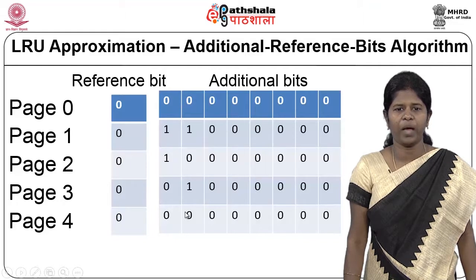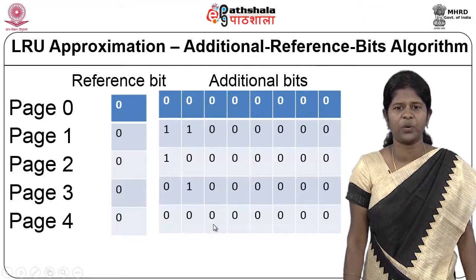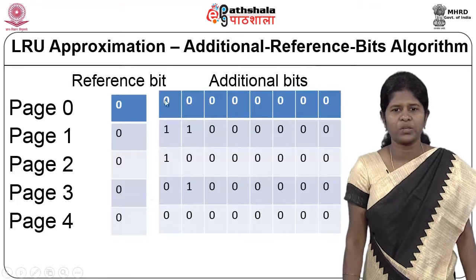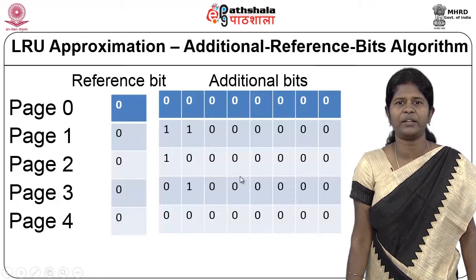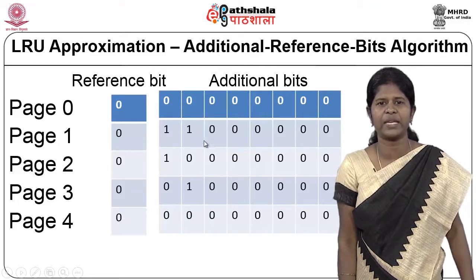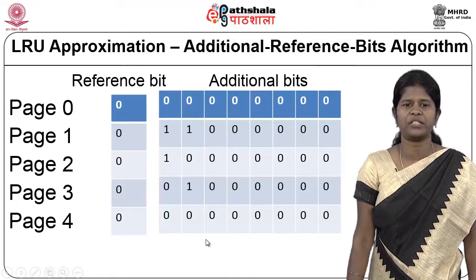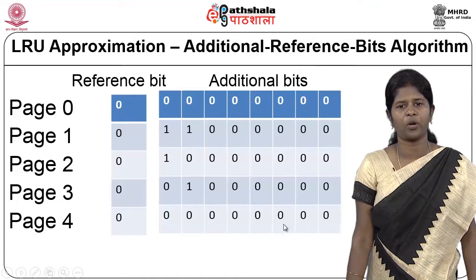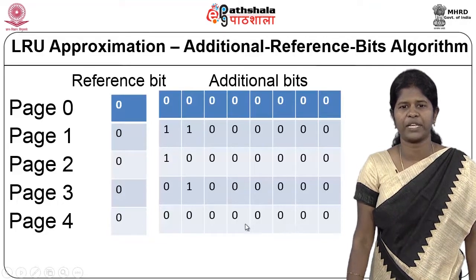But page 0 and page 4 were not used at all, and hence page 0 and page 4 have the lowest value, that is 0. So, of all these pages, when you are choosing the one that was not used recently, it will be the one which has the lowest value. So, page 0 and page 4 are good candidates or good victim pages which can be chosen for replacement.